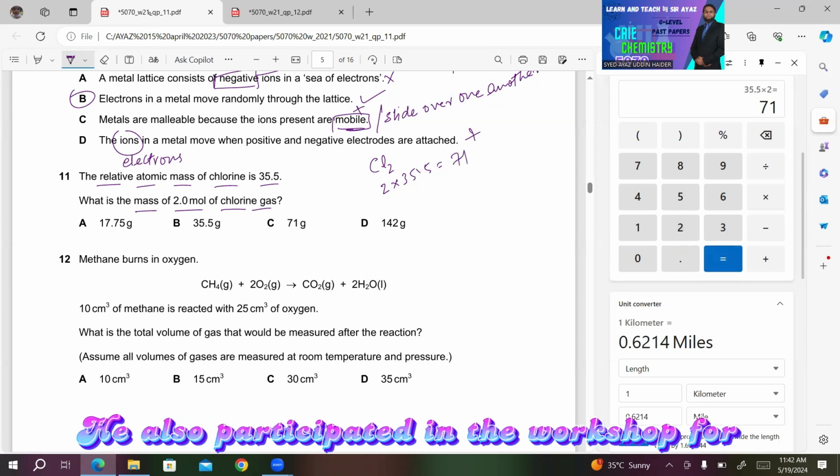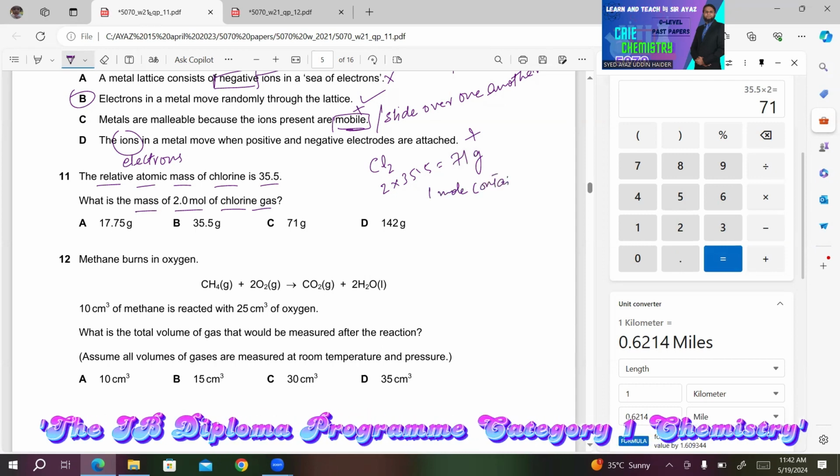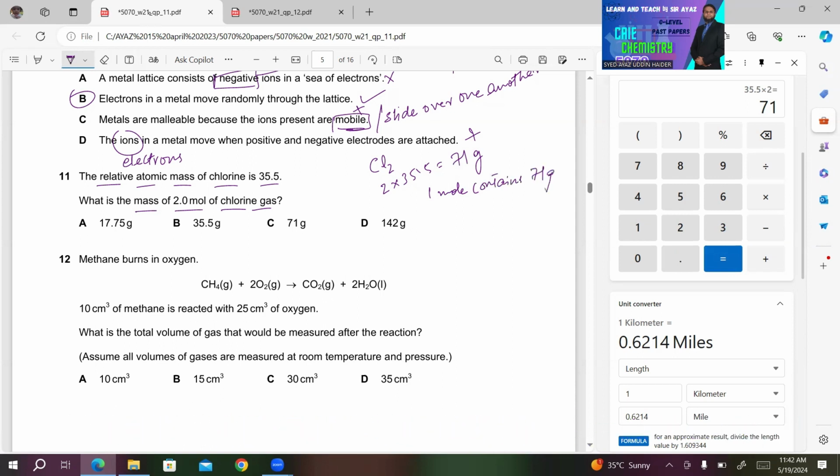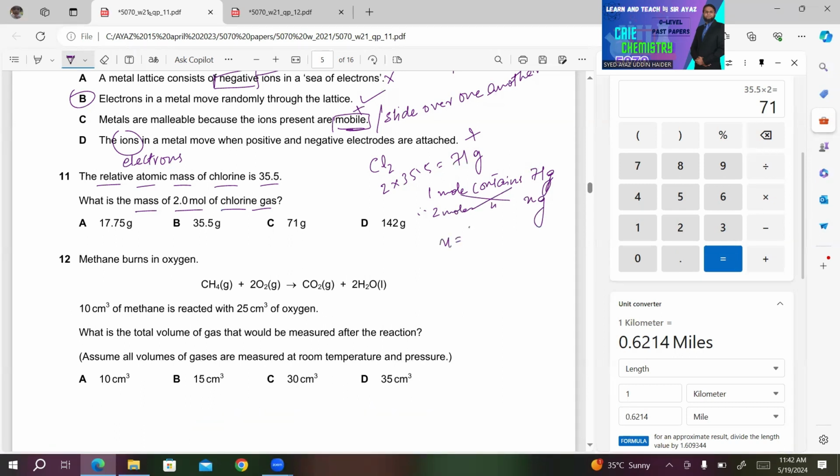71 grams. So 1 mole contains 71 grams. Therefore, 2 moles contain X grams. So you'll get X is equal to 71 multiplied by 2, which is 142. D must be the right answer for number 11.